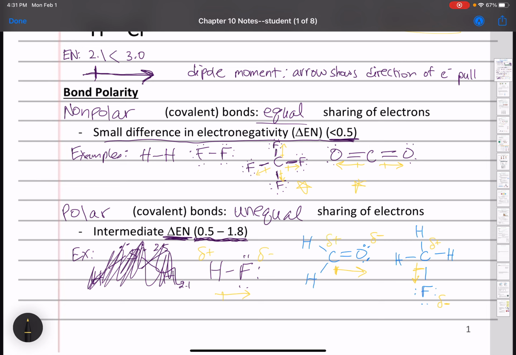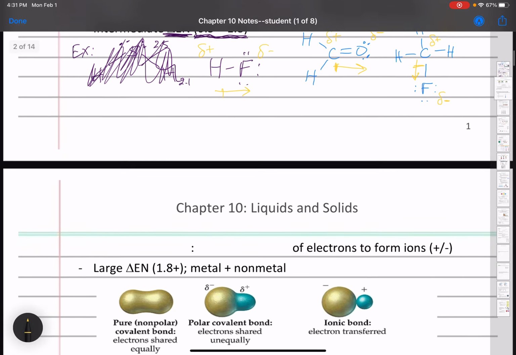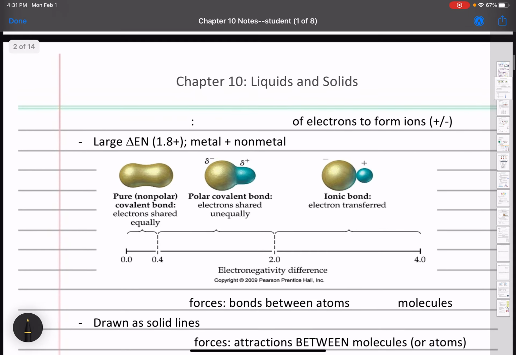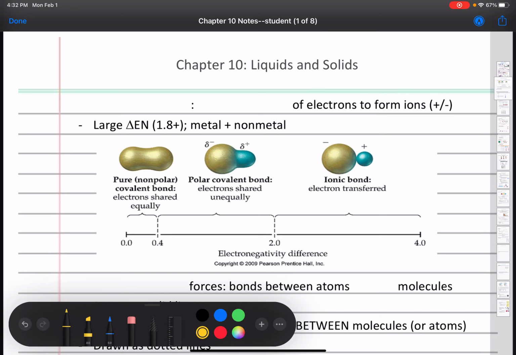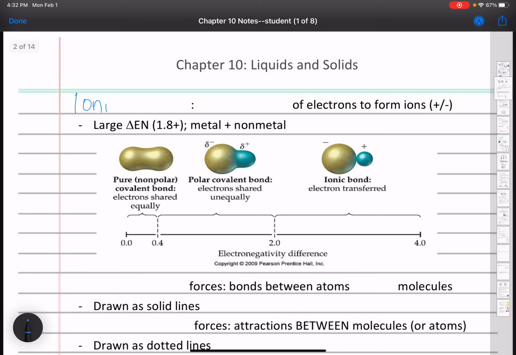Okay? So what we're going to see in this chapter is that even though these charges are partial, they still attract. Opposites attract, whether they're full opposites or partial opposites. And that's really going to be the theme of this chapter. So the third type of bond, we talked about the two types of covalent molecules and covalent compounds, nonpolar and polar, but there are also ionic bonds.